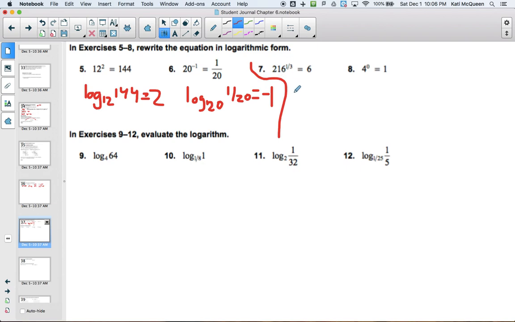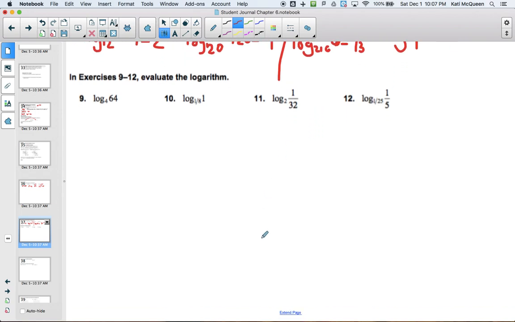So here my base is 216. So log base 216 of 6 is equal to 1/3 because logs are always equal to my exponents. And then the last one, here my base is 4. Log base 4 of 1 equals my exponent, which is 0. Okay, so that's kind of going between log and exponential form.